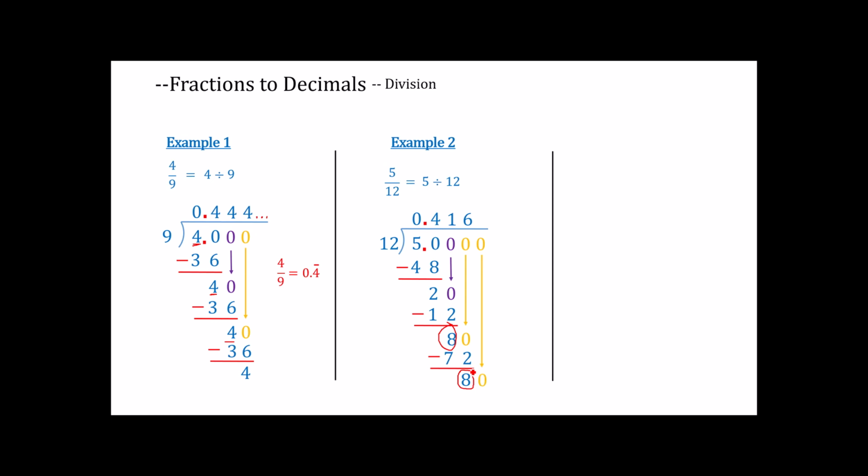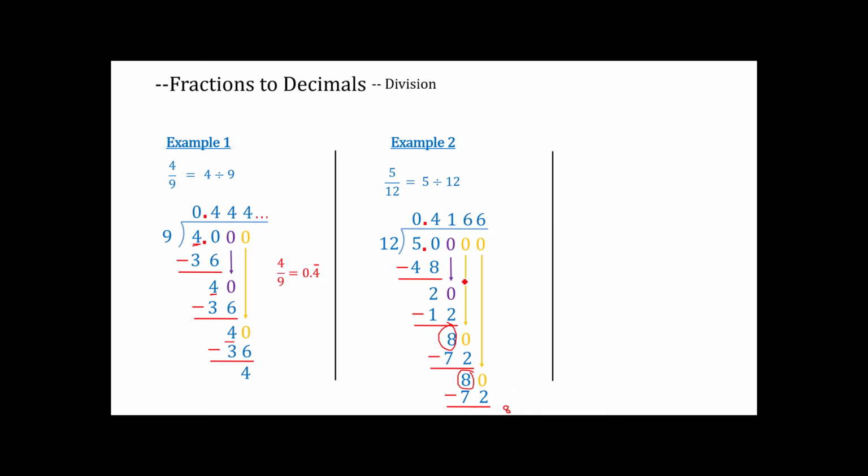Let's try one more. Put in another 0. 12 goes into 80 how many times? 6, with a remainder of 8. You see, I've reached a point where it wasn't repeating, but now it is. I'm going to keep getting 80 minus 72, 80 minus 72, 80 minus 72 forever.